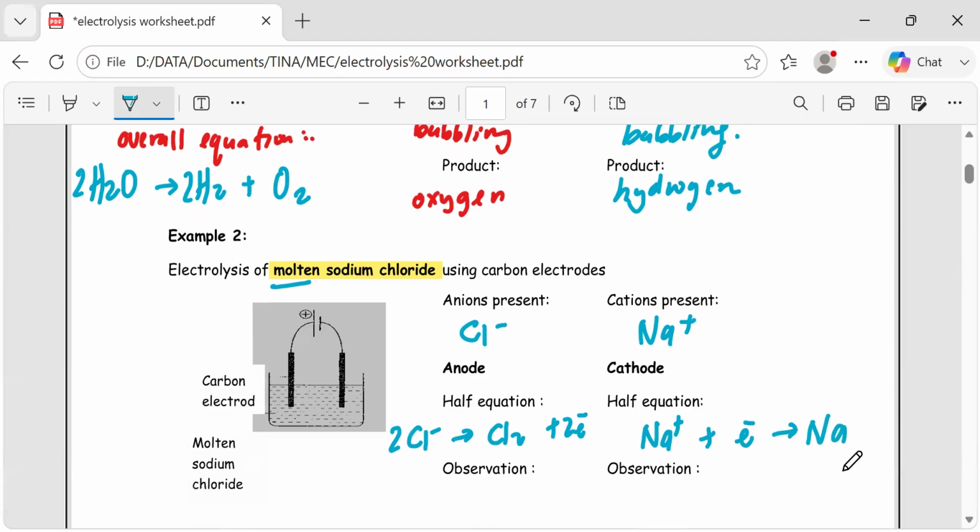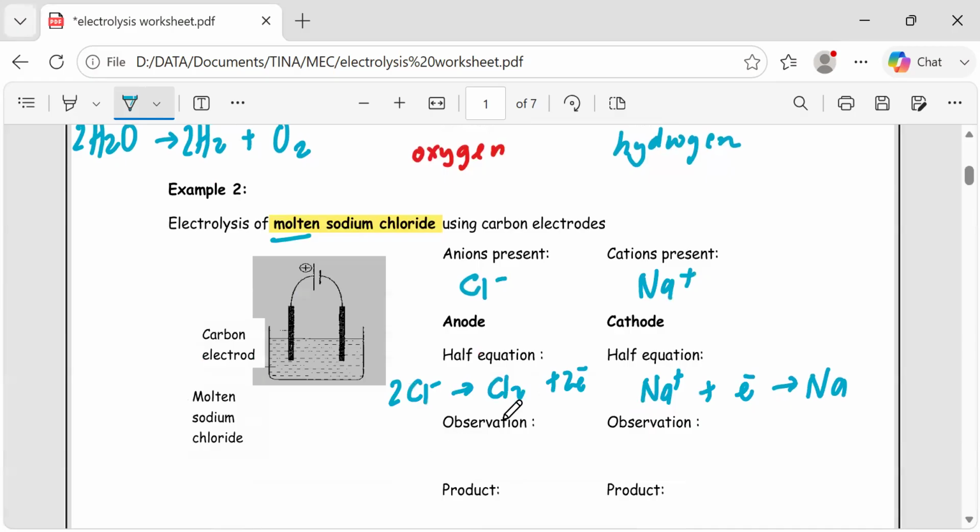So observation here, because it's so hot. Remember, molten means it has to be really, really hot. So because it's so hot, this will come out as yellow-green gas, or green-yellow gas also can. The color of the gas is greenish yellow, because chlorine is a darker color.